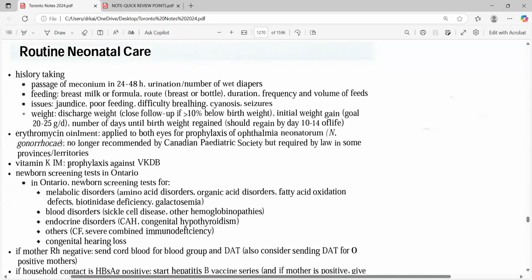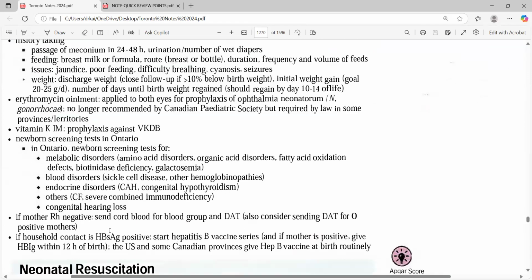Okay. Then the newborn screening test in Ontario. So here is the screening test that we are talking about, though they did not mention something else: metabolic disorders, blood and endocrine disorders, and then the congenital hearing test.